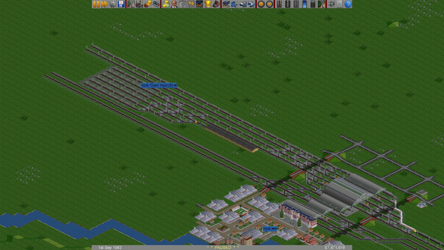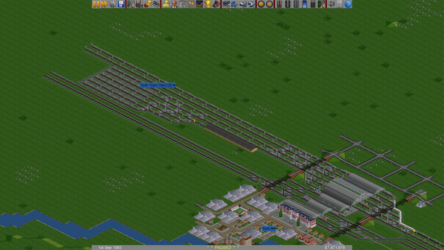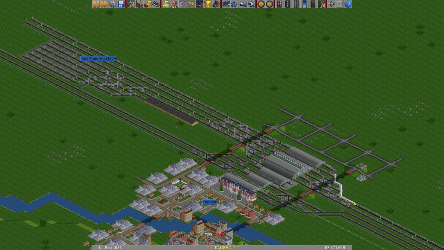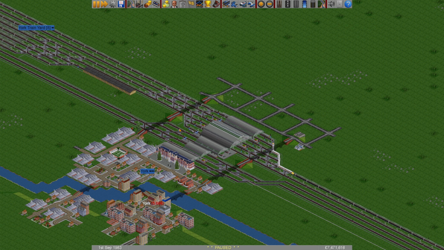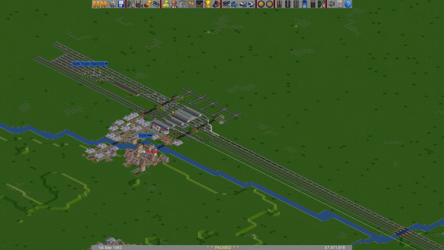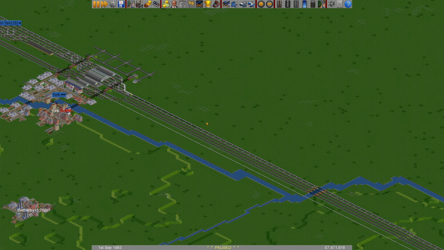Maybe playing a bit more with speed restrictions and timetabling, and maybe using some of the cool functions around day length factor and ticks per minute. So rather than having a date in the bottom, we have a time, which might help us with timetabling or scheduling dispatching trains every hour or so from the home base.